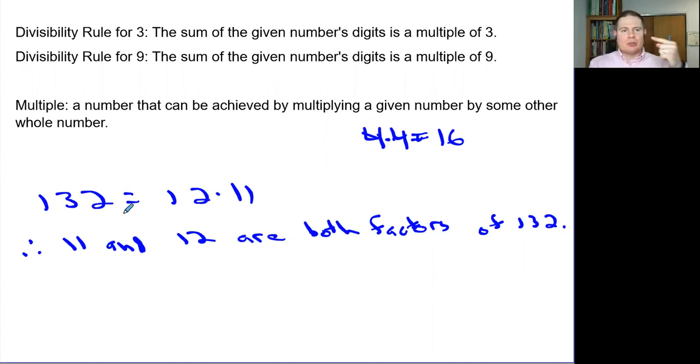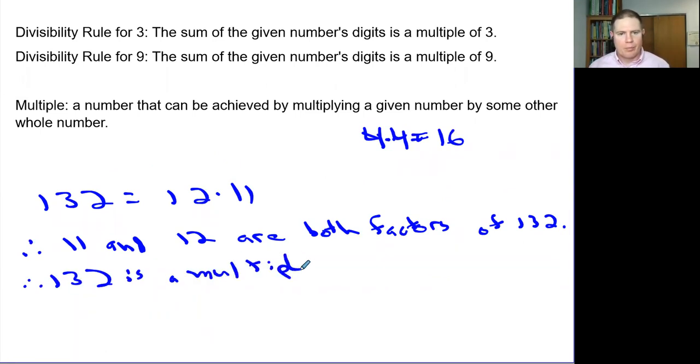But a multiple is the opposite relationship. We're saying 132 is a multiple of 12, because I can get 12 times something to get 132, right? So a multiple is a number that can be achieved by multiplying a given number by some other whole number, right? The difference between factor and multiple is which number are we starting with. If I start with 132, I can say 12 and 11 are both factors of 132. If I start with the number 12, then I can say 132 is a multiple of 12 because I did 12 times something to get that new number, right?